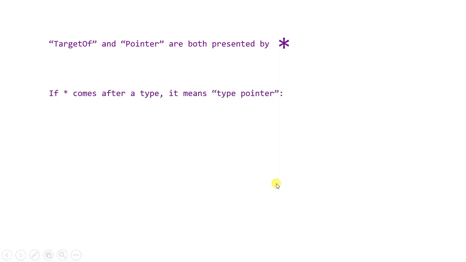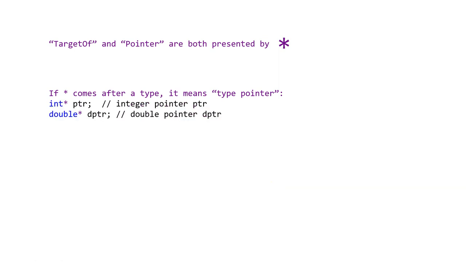So, if an asterisk comes after a type, it means type pointer. Integer pointer PTR, double pointer PTR, or employee pointer EPTR. It means PTR is a pointer that points to a structure of employee with 500 things in it. Doesn't make any difference. A pointer is a pointer.